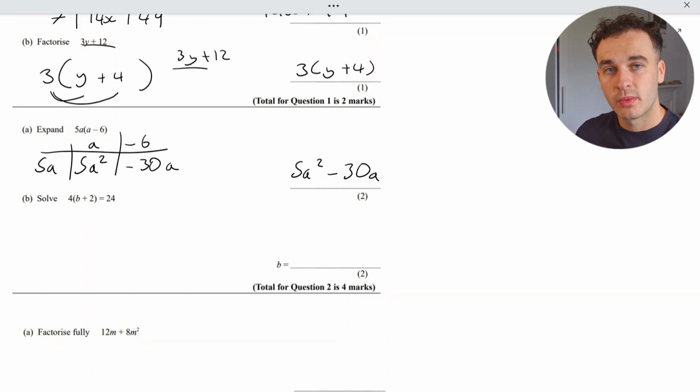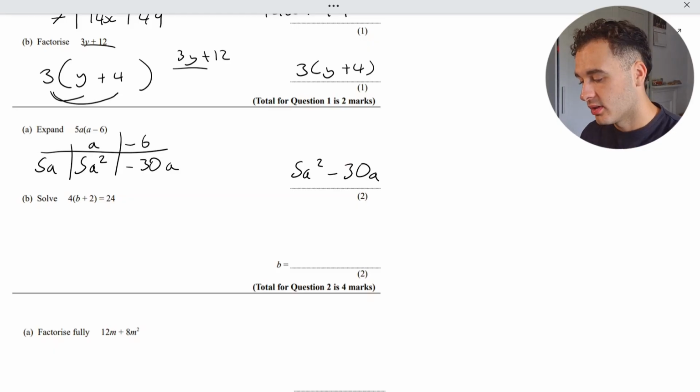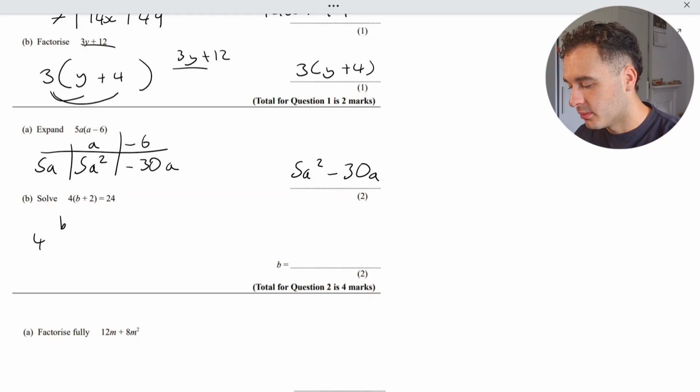Okay. Sometimes it won't directly tell you to expand, but it is something that is necessary to be done when you are solving an equation with brackets. So if we're going to expand these brackets, we would do 4b plus 2 in the grid. 4 times b is 4b. 4 times 2 is 8. So our equation now looks like this. 4b plus 8 equals 24.